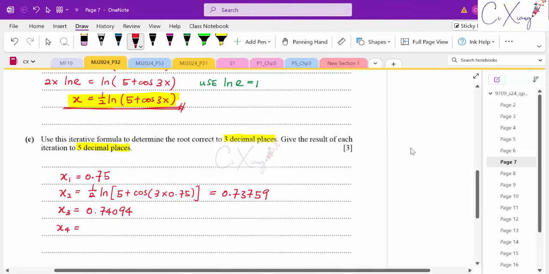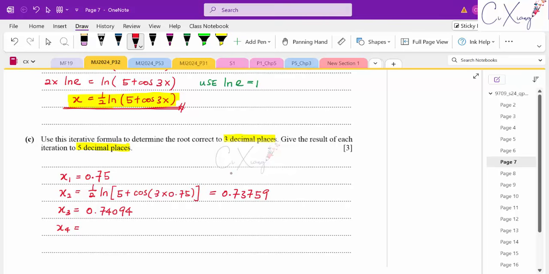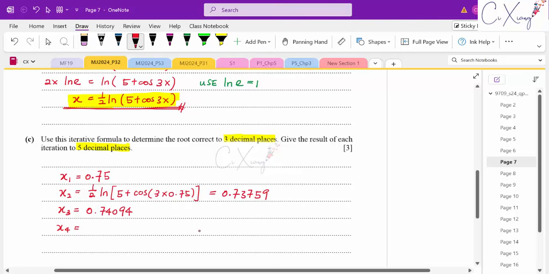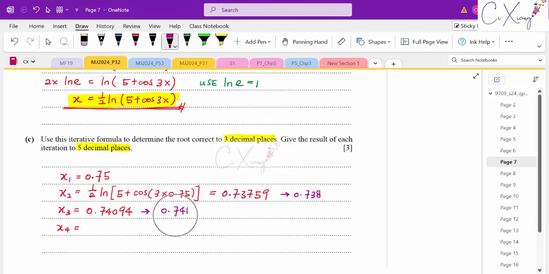Until which stage can we stop? Basically, if I get a repeated value to 3 decimal places in my iteration, then we can stop. As an example, for this one I'm getting 0.738 correct to 3 decimal places, and for this one I'm having 0.741. Very obvious, right? These two values are clearly not the same, therefore you have to continue further to get a repeated value to 3 decimal places.